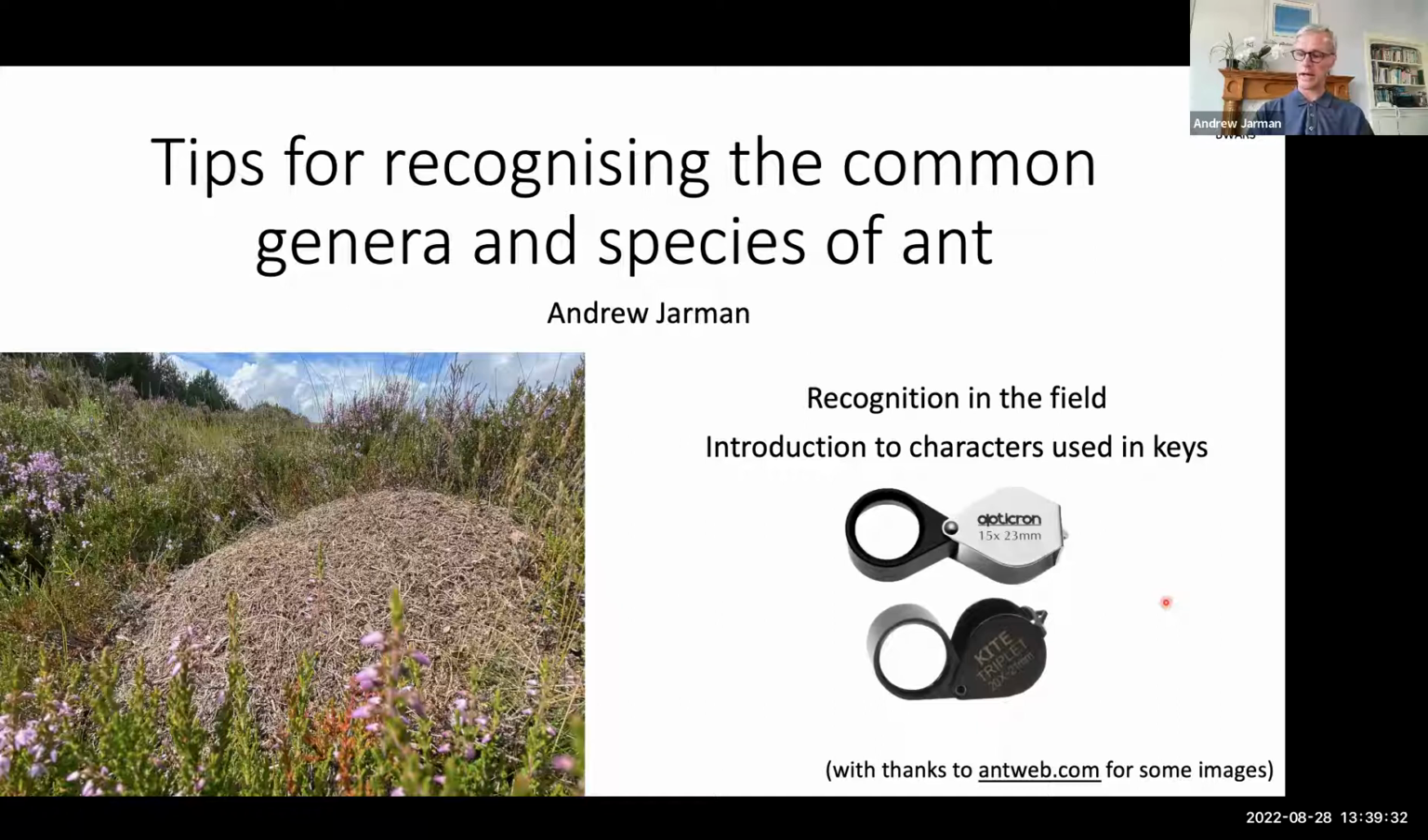And the question is, how can you gain that initial experience that gives you the confidence to move forward with ant identification? And that's the aim of this talk. It's aimed more at the beginner level, so apologies to those who know more about ants. It's aimed at that initial recognition of the most common species that you're likely to come across in the field, as well as an introduction to some of the more baffling characters that you come across in the keys that you have to use in the end. You can't get past them.